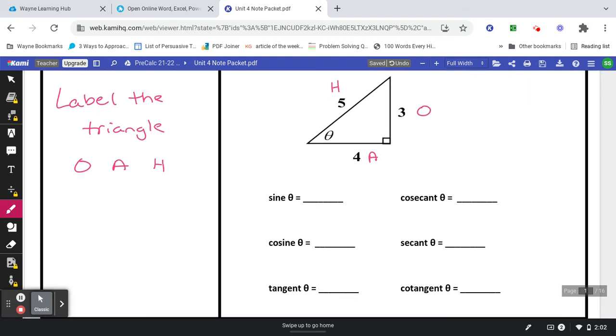All right, so sine would be O over H, so we'll write that as the fraction 3 over 5. Cosine, A over H, 4 over 5. Tangent, O over A, 3 over 4. Cosecant is H over O, or you could just look at sine and flip it to 5 over 3. Secant, 5 over 4. Cotangent, 4 over 3.